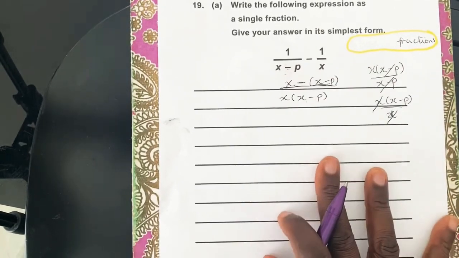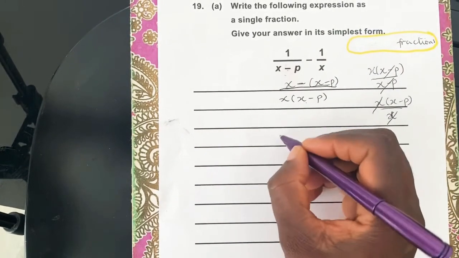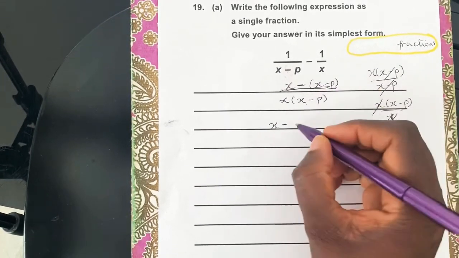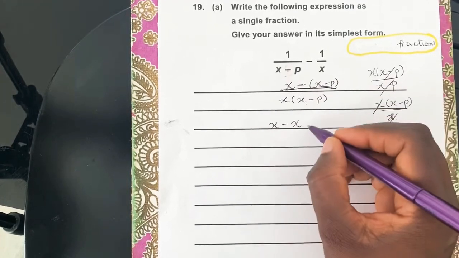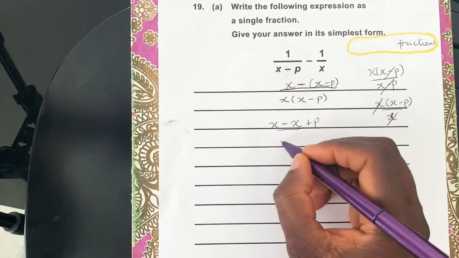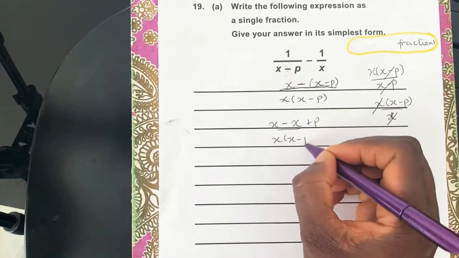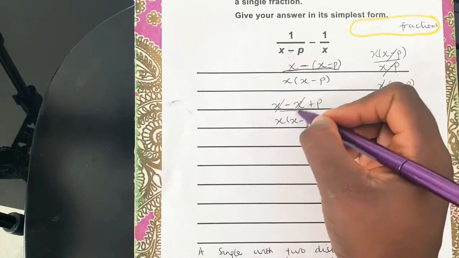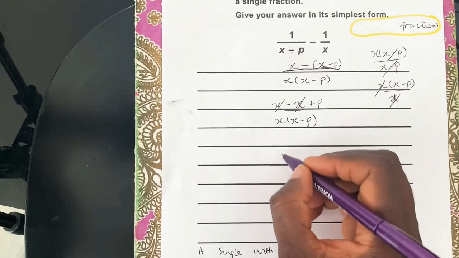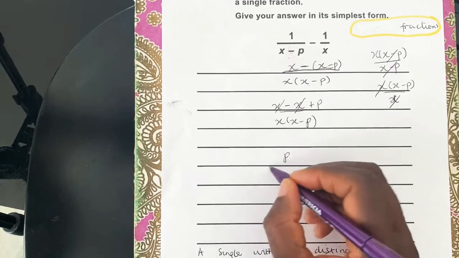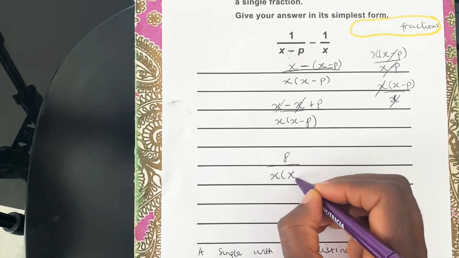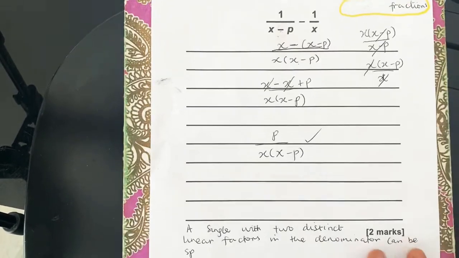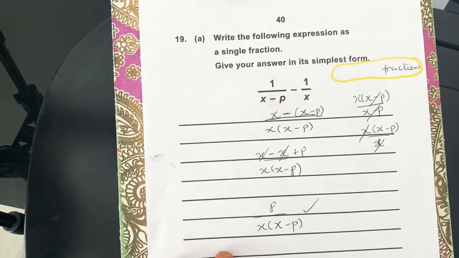Now to simplify this further, we will have x, and if we expand that bracket, minus x and plus p, over x times x minus p. And then this can cancel this, because x minus x is going to go off. We would be left with p over x times x minus p, and that would be the final answer. You'll get the full 2 marks for that question.